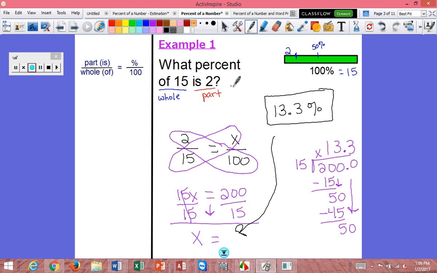Okay, now based on our estimation, we know that that percentage had to be less than 50, and we knew it was going to be closer to 0. And 13.3%, definitely less than 50, and that is closer to 0. So we know that our answer is reasonable.